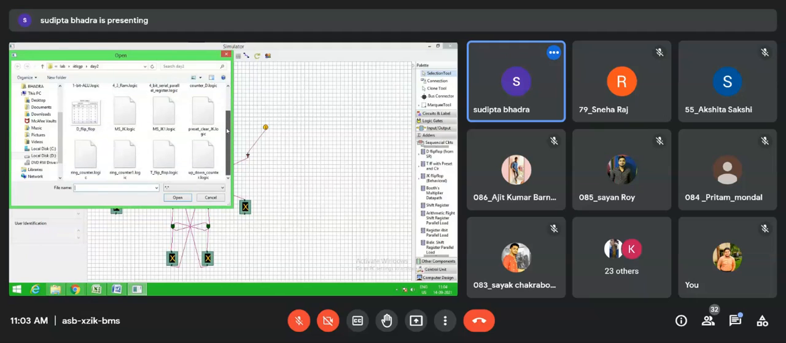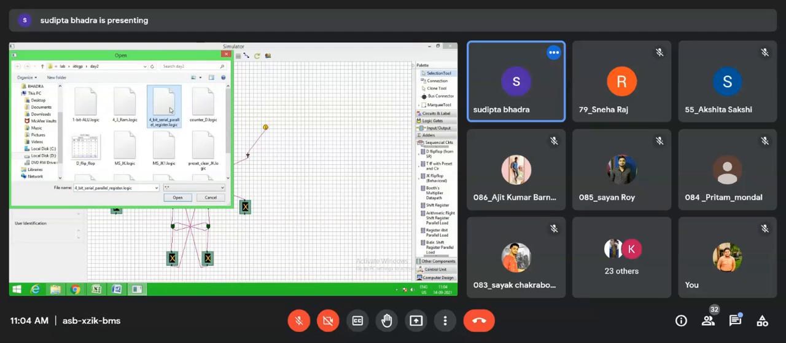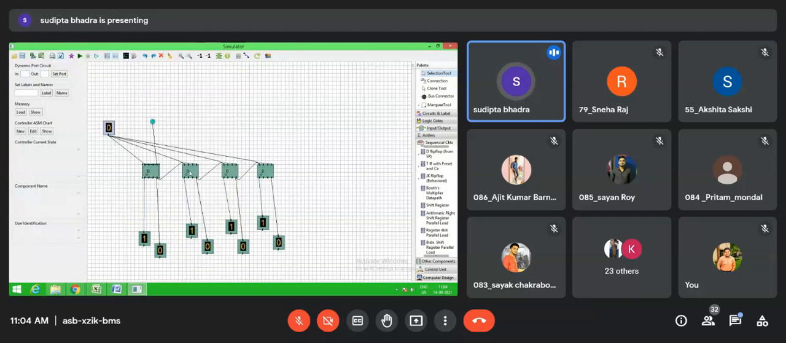And here, these flip-flops are used to make the memory unit. So the basic memory unit is the register. So here the 4-bit serial parallel register, means serial input parallel output. We have used D flip-flop chips. So here serial input is given, and for the parallel output, input is only given to the first D flip-flop, but output is taken from every D flip-flop. So serial input parallel output.